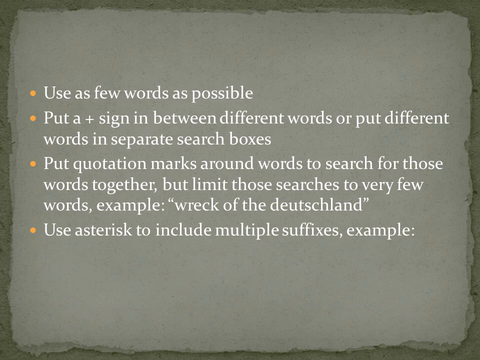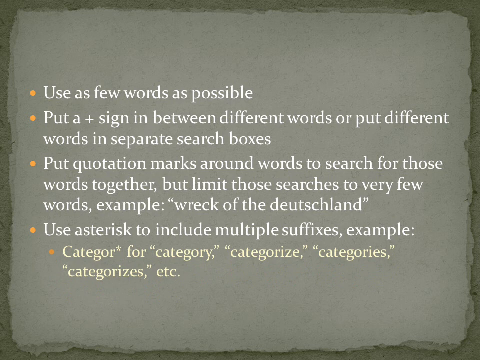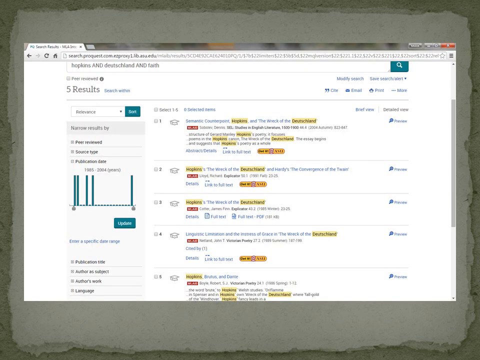Also, if you have a word with multiple spellings, say multiple suffixes on the end, you can use an asterisk to search for all of them. For instance, if for some reason you are searching the word category and you put the asterisk after the R, that would search for category, categorize, categories, categorizes, and any other letters that came after the R. So, say feminine or feminist or feminism, same type of thing you're searching. So those are just helpful hints for what to type in search boxes.